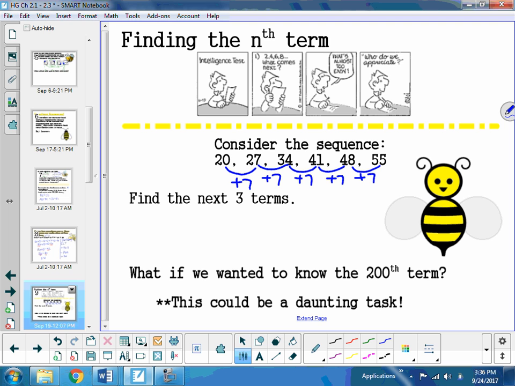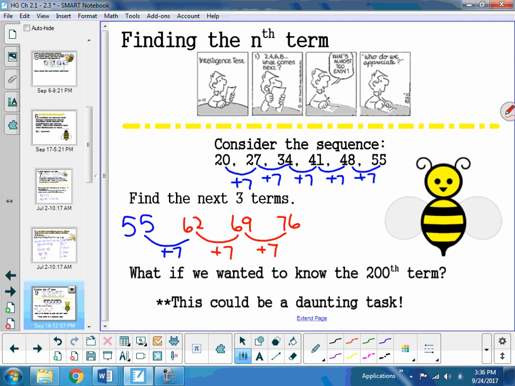So I can definitely find the next three terms. If I ended at 55, and I add 7 again, I get 62. Add 7 again, I get 69. Add 7 again, I get 76. So I can find those next three terms. That's not a big deal.